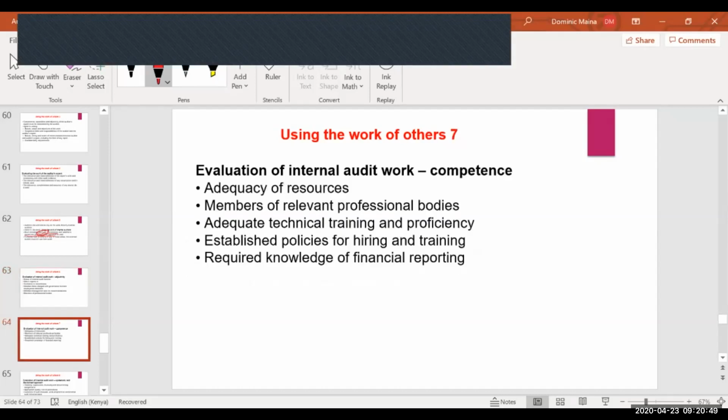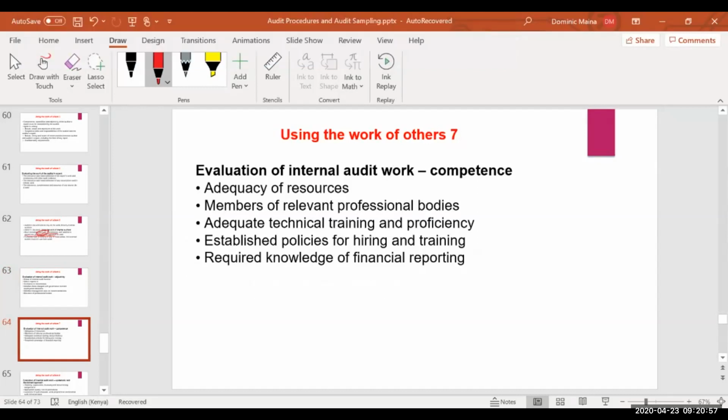Towards the competence, you can check on the adequacy of the resources that they have at their disposal. Check whether they are members of relevant professional bodies, which I think I already mentioned. Check on the training they have achieved and their proficiency. Establish the policy of hiring and training the members of that particular department, the members of the internal audit. Do we have policies regarding how they hire employees for that department, and training of the employees? At the same time, do they have knowledge of financial reporting?